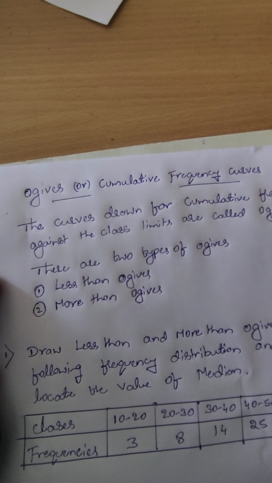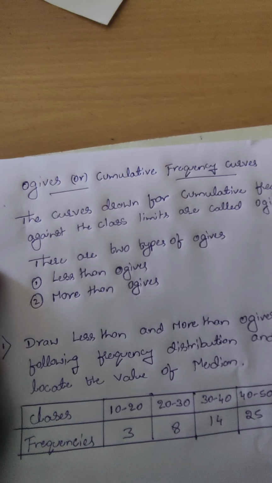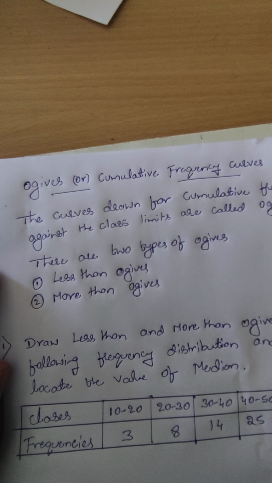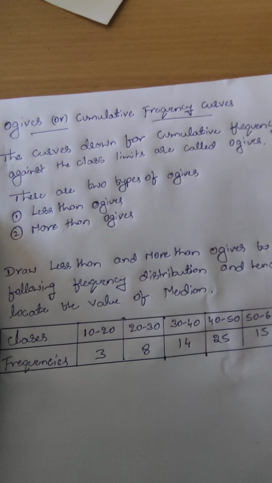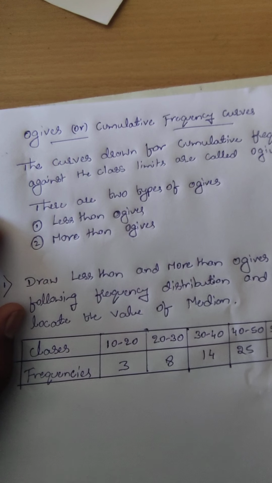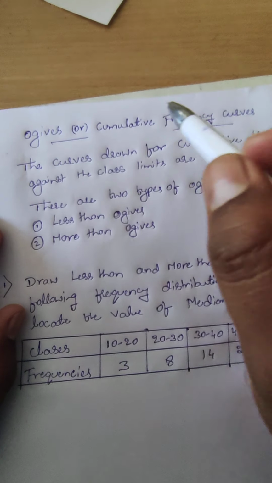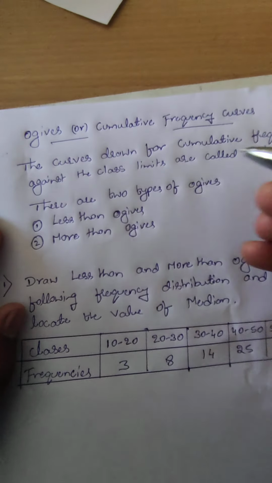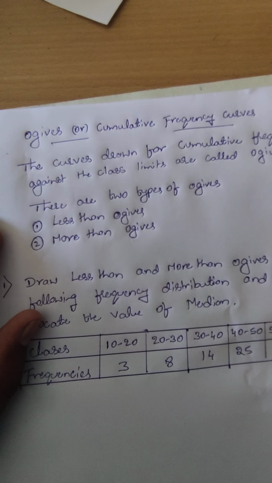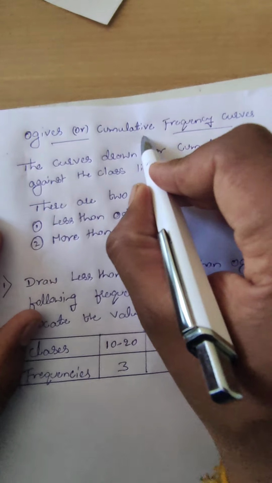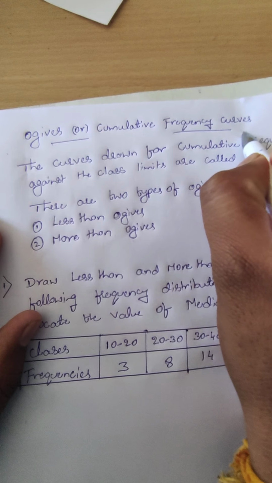In the previous video, we already discussed histogram, frequency polygon and frequency curve. So, in this video, we are going to learn a new, very important concept: ogives. Ogives are also known as cumulative frequency curves.